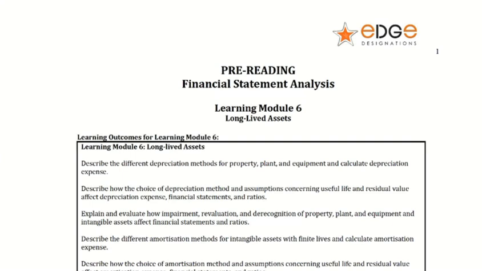This is really the first learning module related to long-lived assets. In other words, the one that we're going to be doing now in the pre-reading. Always important to remember that there is another long-lived assets learning module that will come a little bit later on. That belongs to the core readings.